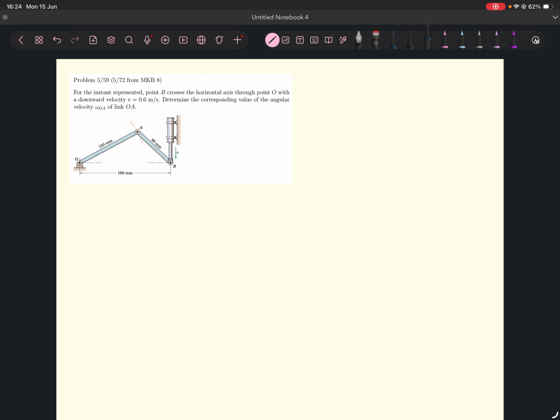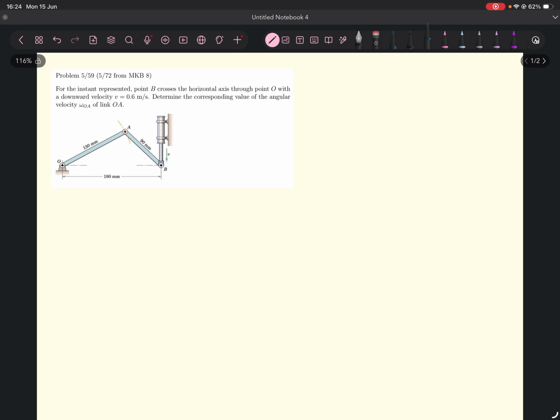Okay, so first thing we're going to do is write our relative velocity equation for AB. You can write it any way, but I'm going to say VA is equal to VB plus VA relative to B. And we're going to first solve this problem algebraically, and then we'll solve it using a vector triangle.